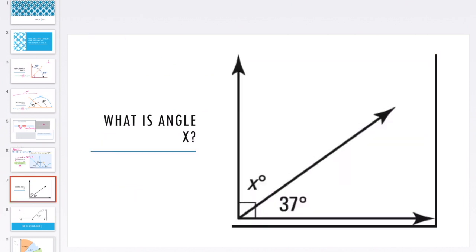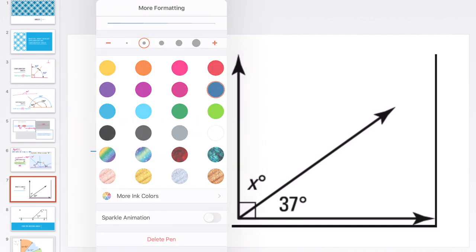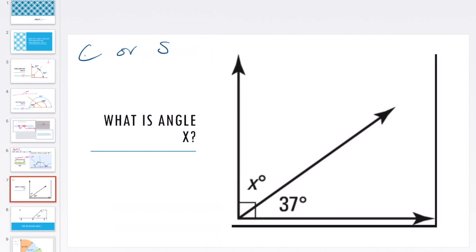All right, let's figure out what is angle X. Same thing. The first question is, is this complementary or supplementary? Well, you can see it's 90 degrees. What does 90 degrees mean? Is it supplementary or complementary? 90 degrees, right, complement, complementary. So we have complementary angles here.